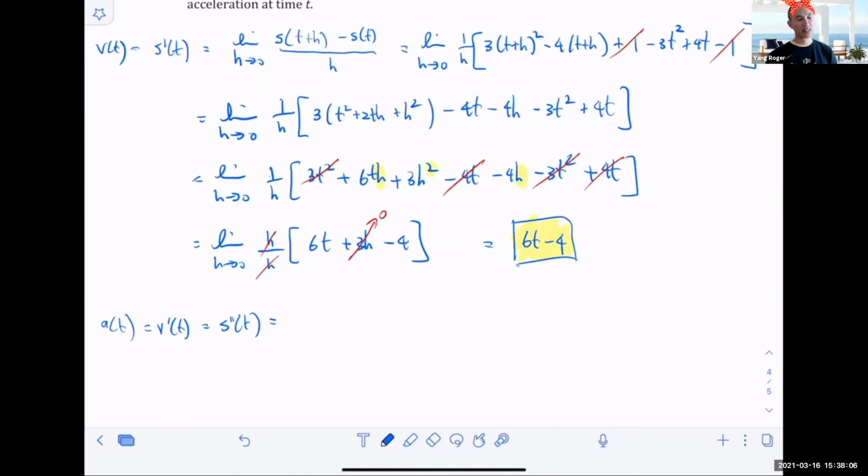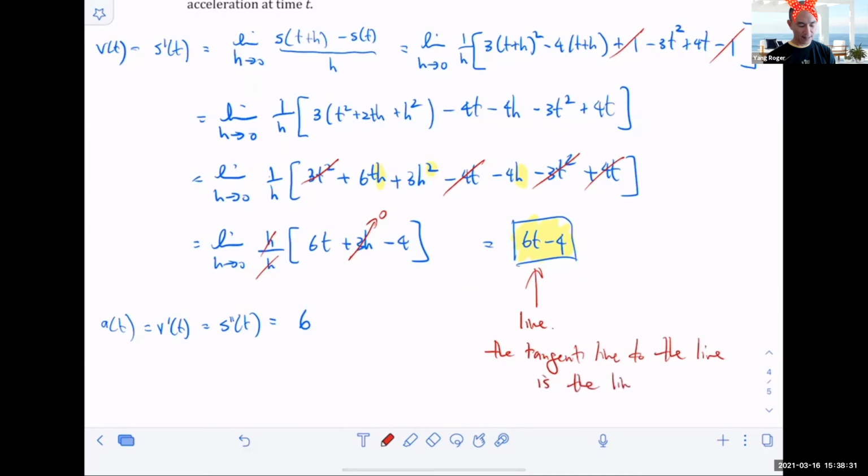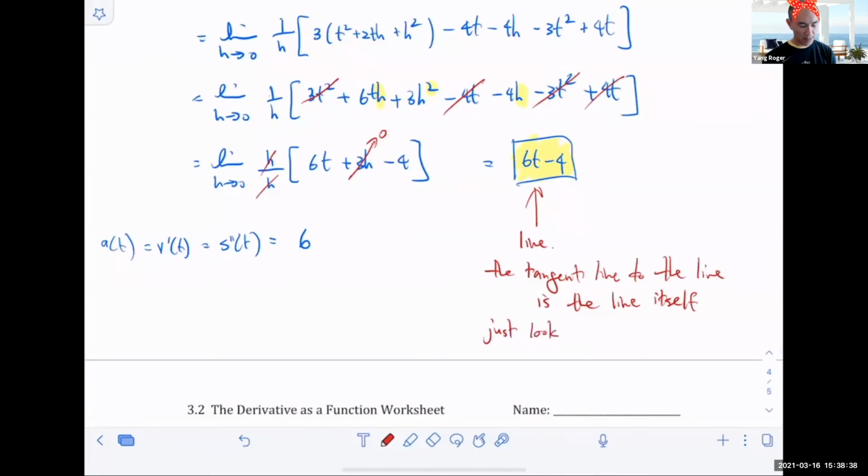Just by looking at this, what's the derivative? That's correct, it's 6. And why is it 6? Because this is just a line. So the tangent line to the line is the line itself. So all I need to do is just look at the slope, to find the second derivative. So that's what we got for that guy. Are there any questions about this?